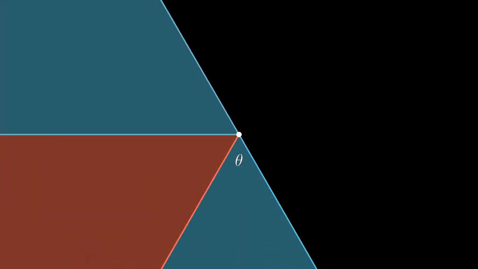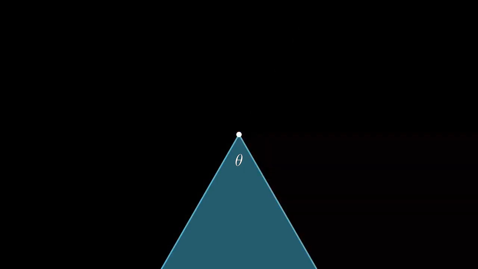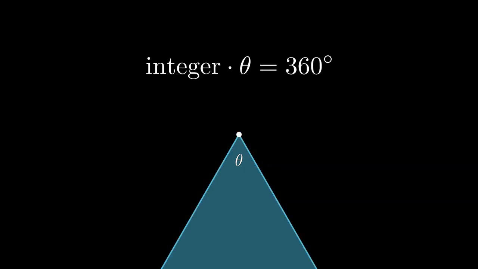And let's zoom in on one of the vertices and try to figure out what happens around that vertex. So let's suppose that the angle in the triangle there is theta. Now, as we reflect this triangle across its edges and reflect those triangles across their edges and so on, if this triangle is supposed to tile the plane by reflections, then eventually we're going to close up. And that means we're just going to get some number of copies of the angle theta that forms 360 degrees. So an integer multiple of theta is 360 degrees.